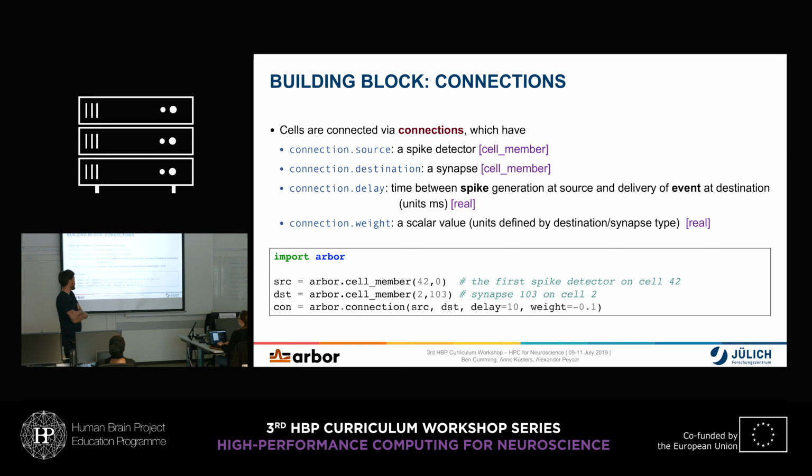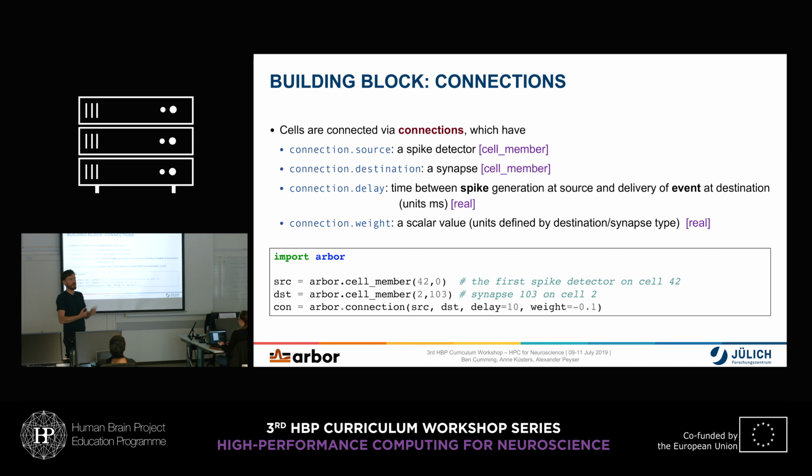And then it has a delay, which is, when a spike occurs, there's a delay before an event or the response arrives at the synapse on the postsynaptic end of the connection. And this delay you describe in milliseconds. And there is also a weight. So when the event is delivered, it's delivered with a weight or a value attached to it.